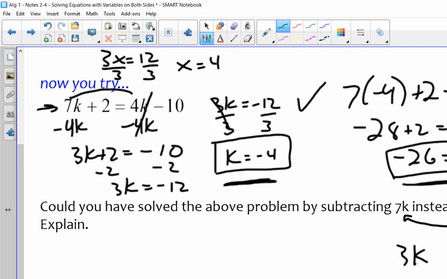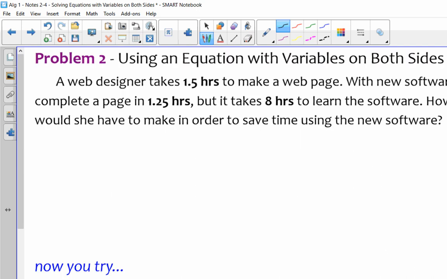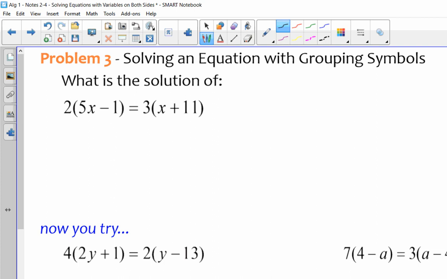I'm probably going to get this right because I don't have to deal with the negative sign. If we had subtracted 7k from 4k, I would have had a -3k, and that just leads to mistakes sometimes. Okay. So we're going to skip these two. We're going to go here.